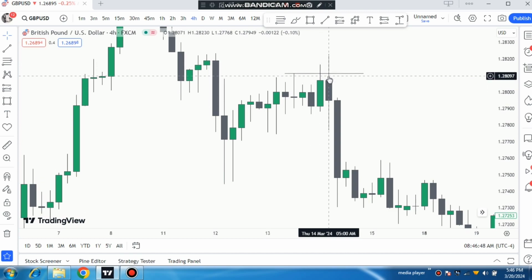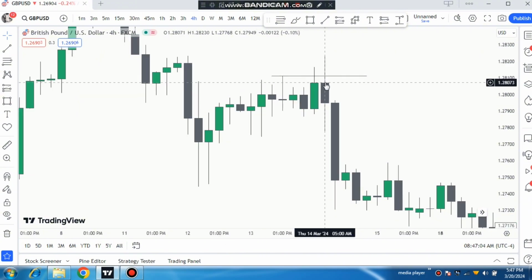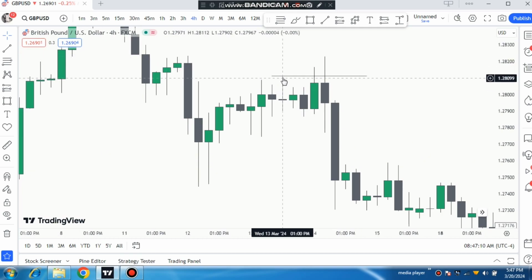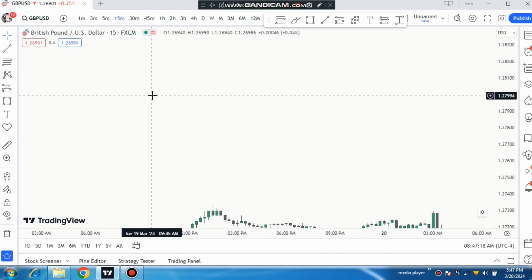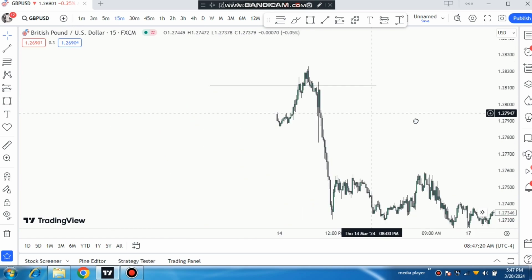to close below it. Now you can see that the price closed below it, but then again the price swept this high and this high. So I will explain why we got this second sweep. We enter into our trade once the price sweeps this high, but here we got another swing high, another sweep. So we will shift to the 15-minute time frame and look for the reason of this second sweep.